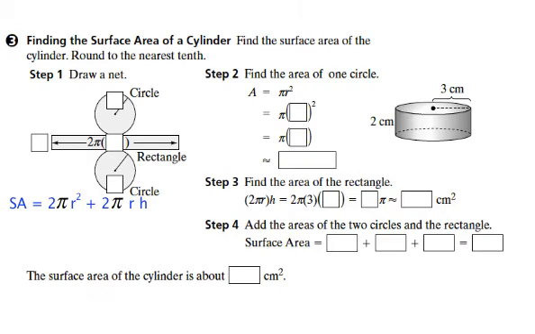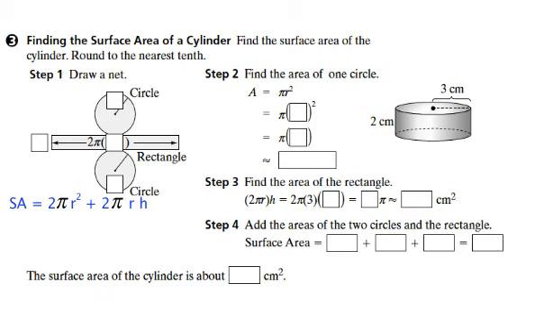Now again, if you have a scientific calculator, you could punch this all in at the same time. You're going to need to be very, very careful. When you punch it in, you would punch 2 times 3.14 times whatever your radius is to the second power plus 2 times 3.14 times your radius times your height. I'll repeat that after we plug the numbers in.